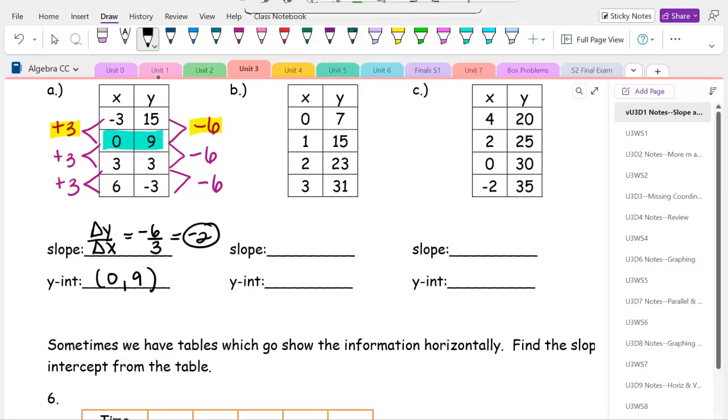All right, let's try another one. Slope is change in y over change in x. That means you're going to do your jumps.